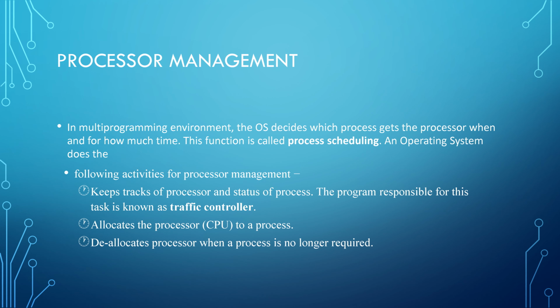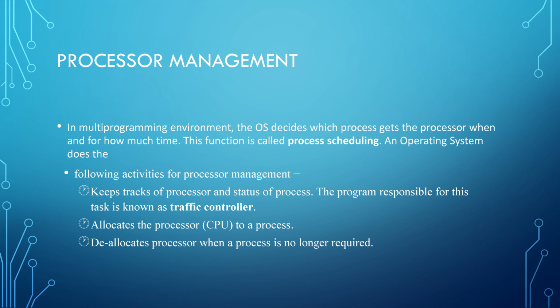Number two function of an operating system is processor management. In a multi-programming environment, the operating system decides which process gets the processor, when and for how much time. This function is called process scheduling.